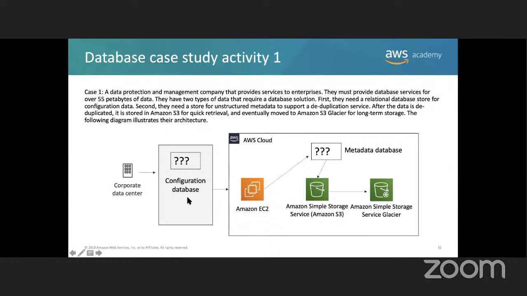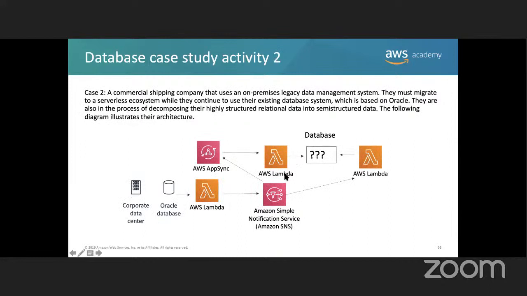Okay, guys, what do you think is this one? Relational database. Relational? DynamoDB is not relational. RDS. And this one? Take a look at this. MongoDB? No, you are in the cloud. MongoDB is not supported by AWS. What is unstructured metadata? It's DynamoDB. Unstructured means that it doesn't have a fixed schema, you know?